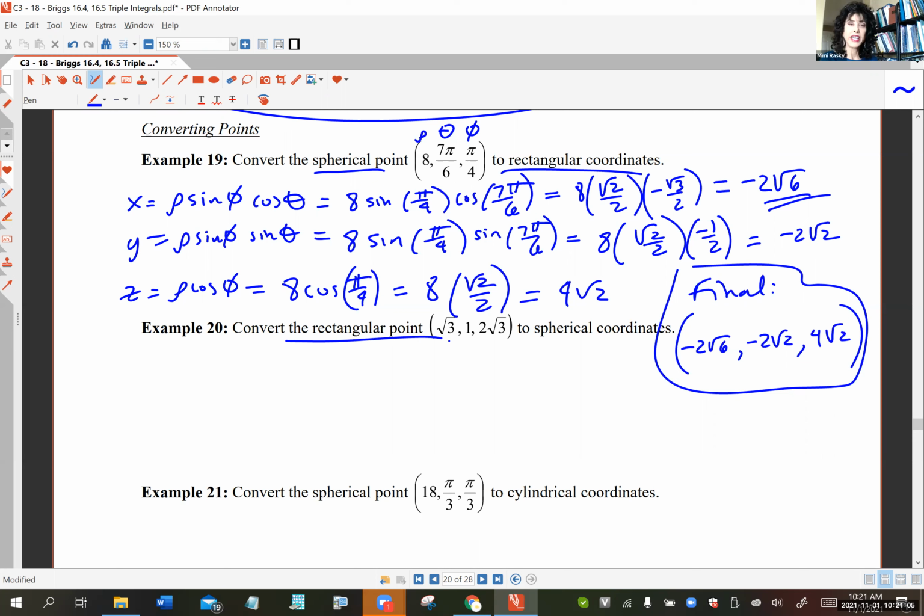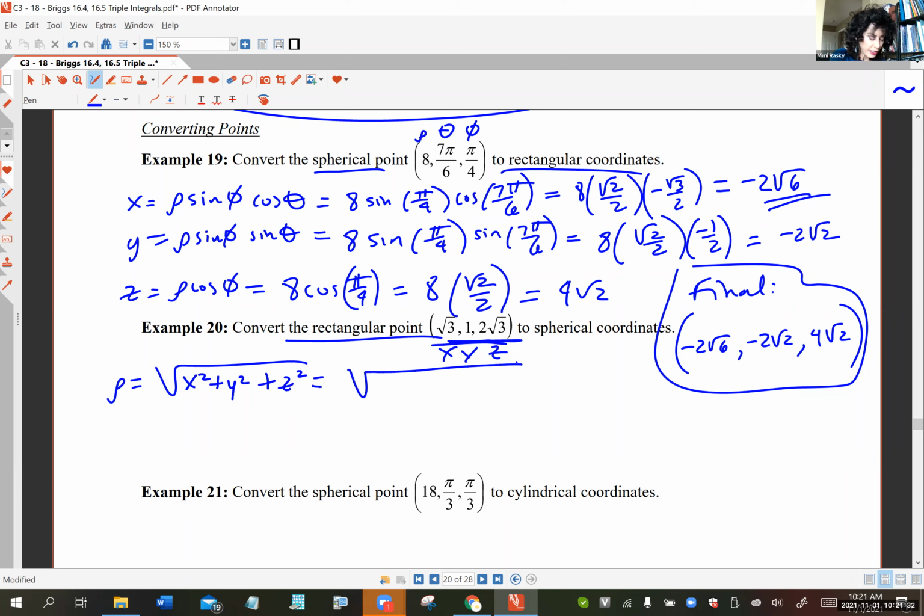Example 20, convert the rectangular point given here to spherical coordinates. And you're just going to use your formulas now. This is rectangular, so it's understood that you've got x, y, and z in that order given to you. So you need to go get the rho and the theta and the phi. Okay, rho is the square root of x squared plus y squared plus z squared. So that's going to be the square root of square root of 3 squared plus 1 squared plus 2 square root of 3 squared.